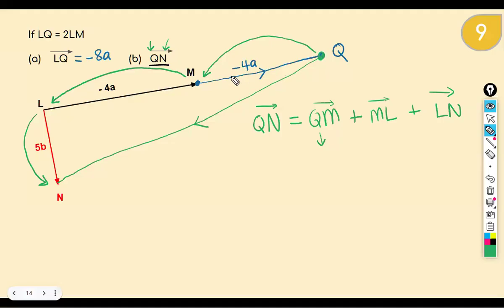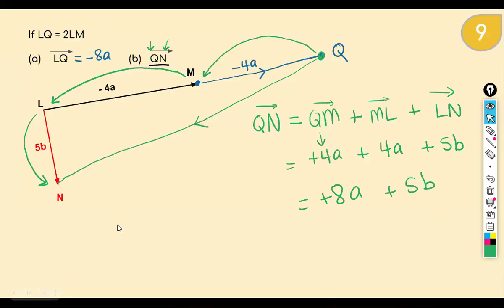QM, I'm walking against the arrow, and for ML, I'm also walking against the arrow. So for the whole top, we're walking against the arrow. So we have to change the signs, for both of them. Notice I changed both of them to positive. And then when it's time to walk from L to N, we are going with the arrow. We don't need to change the sign of that 5b. It's still positive 5b. So the answer is 8a plus 5b.